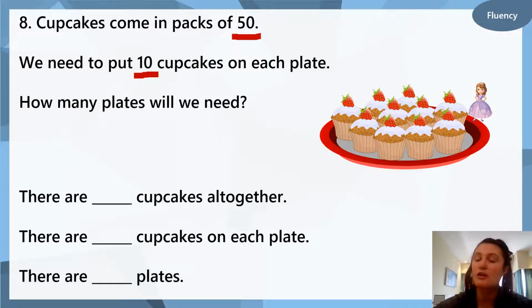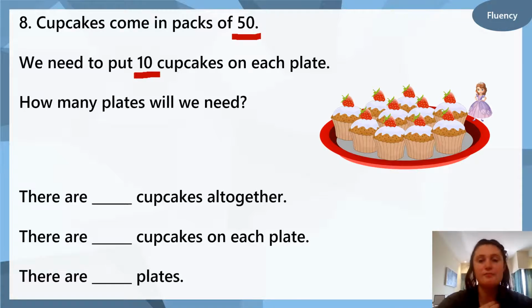So you can either use 50 counters and put them into groups of 10, or you can practice with me our skip counting method, where we are going to skip count by 10 and we're going to stop when we get to 50. Are we ready? 10, 20, 30, 40, 50. Stop. How many groups will we have?